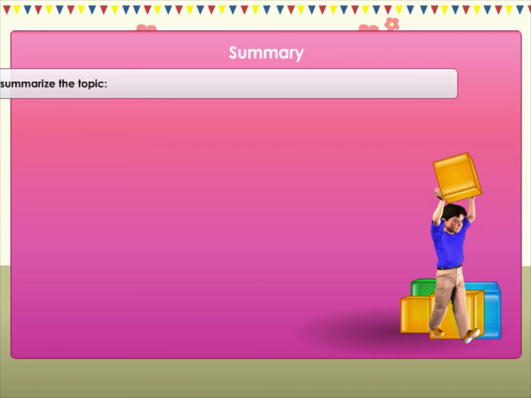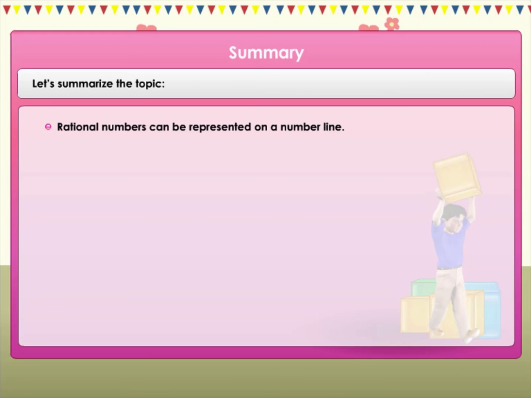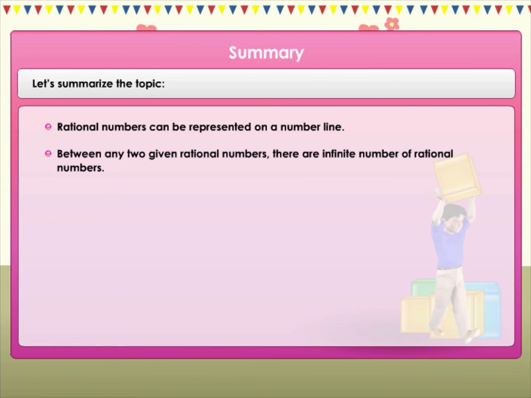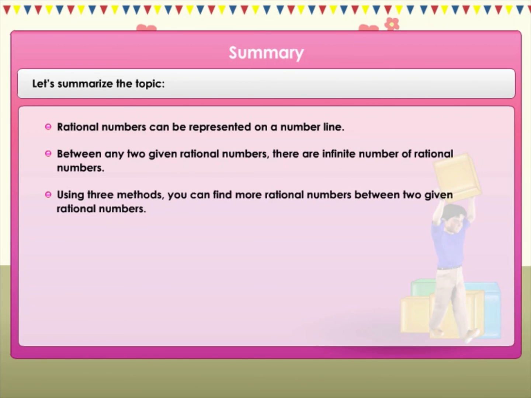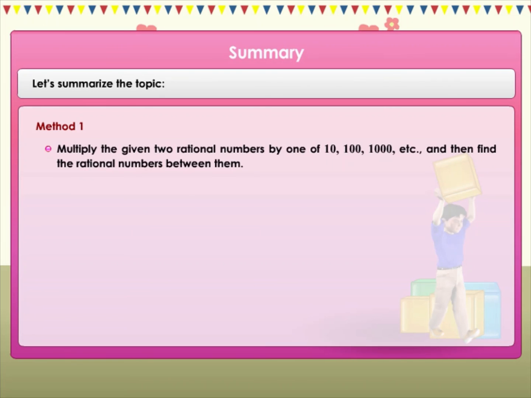Summary. Let's summarize the topic. Rational numbers can be represented on a number line. Between any two given rational numbers, there are infinite number of rational numbers. Using three methods, you can find more rational numbers between two given rational numbers. Method 1. Multiply the given two rational numbers by 10, 100, 1000, etc. and then find the rational numbers between them.